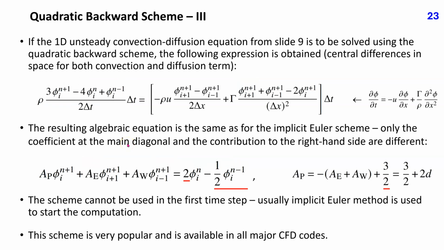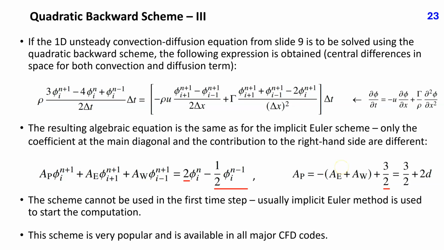When convection and diffusion terms in this equation are discretized with central differences and the quadratic backward scheme is used for time integration, the following expression is obtained on a uniform grid. The resulting algebraic equation is the same as for the implicit Euler scheme, only the coefficient at the main diagonal and the contribution to the right-hand side are different.